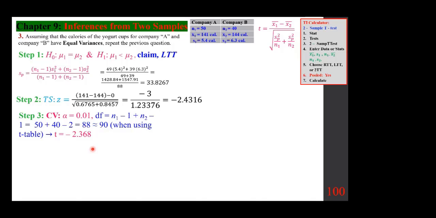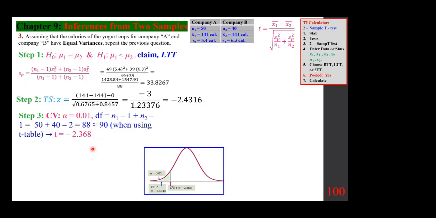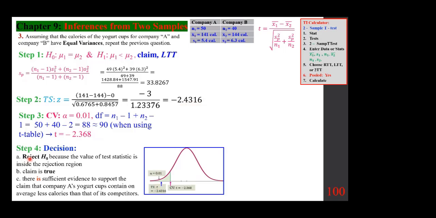Either way, the result will be very similar. And so here's what we have now. If you look at the critical value, negative 2.368, and compare it to the test statistic calculated at negative 2.4316, it puts us way into the rejection region. So we are going to reject H0.